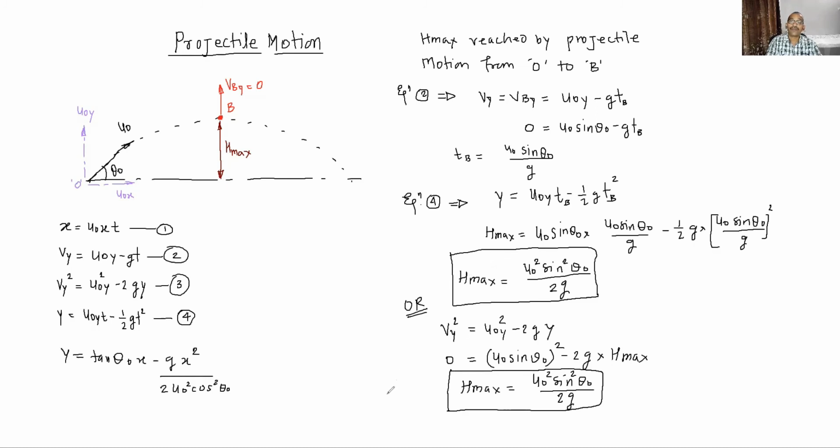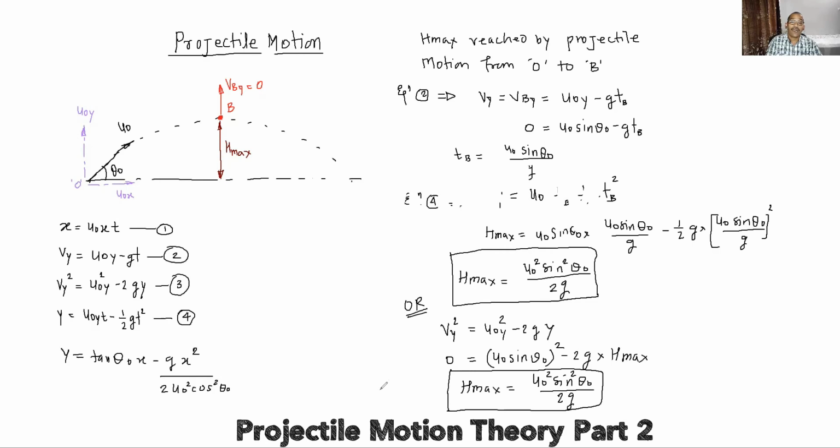And in the first case we applied two equations. First, applying the equation along the y-axis for Vy, we calculated time t. Once we get time t, we apply the equation of y, substituting that time, and you get the same H max.